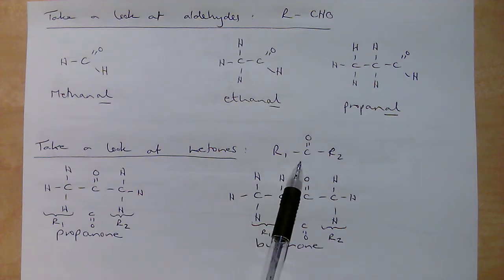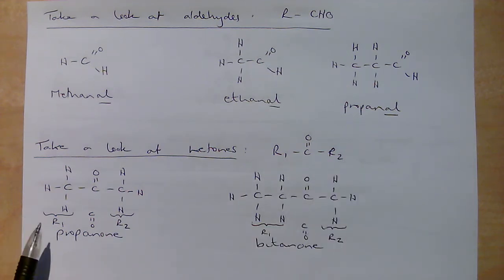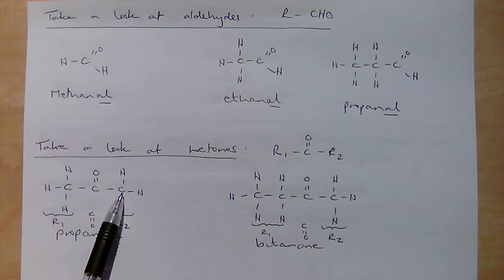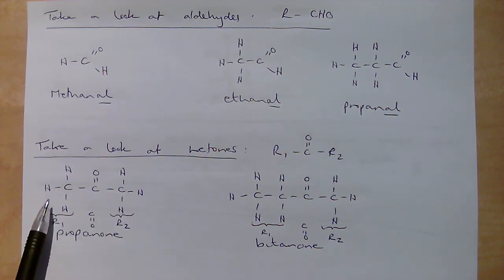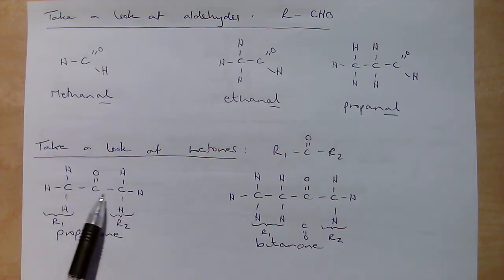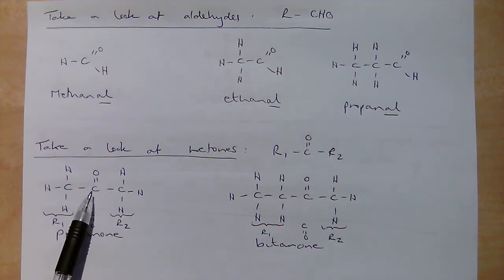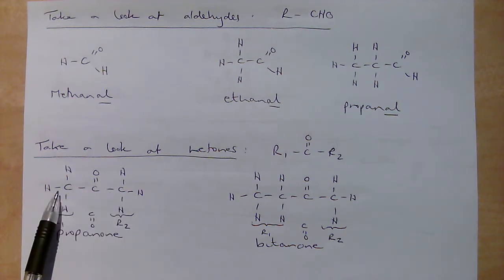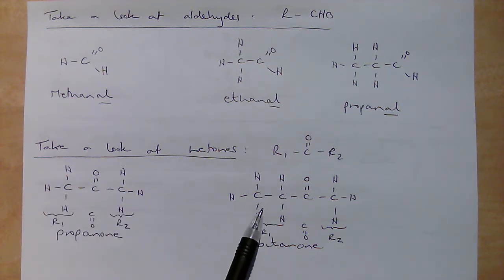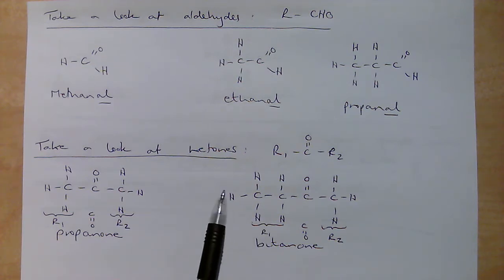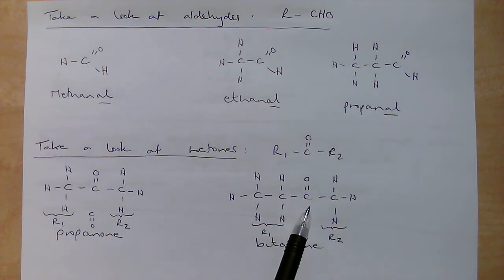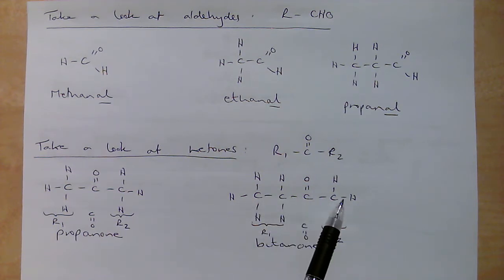R1COR2. Okay, so here we go, meth, eth, prop, propanone. R1 is this methyl, and we've got a methyl as R2, with the carbonyl group in between the two alkyl groups. So you can always identify a ketone because you have an alkyl group on either side of the carbonyl group. The carbonyl group, remember, is a C double bond O group. Okay, so this is meth, eth, prop, but, that's my longest carbon chain, so that's butanone.